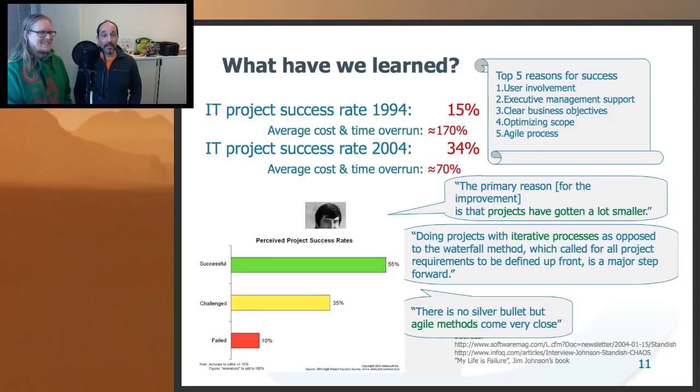The top 5 reasons for success. Number 1, user involvement, meaning that the user. It used to be that the only place where the user or the client was involved was at the beginning of the project, when we tried to somehow interview, run requirement workshops with the customer, and try to understand his or her needs and capture all of that into a huge requirements document.